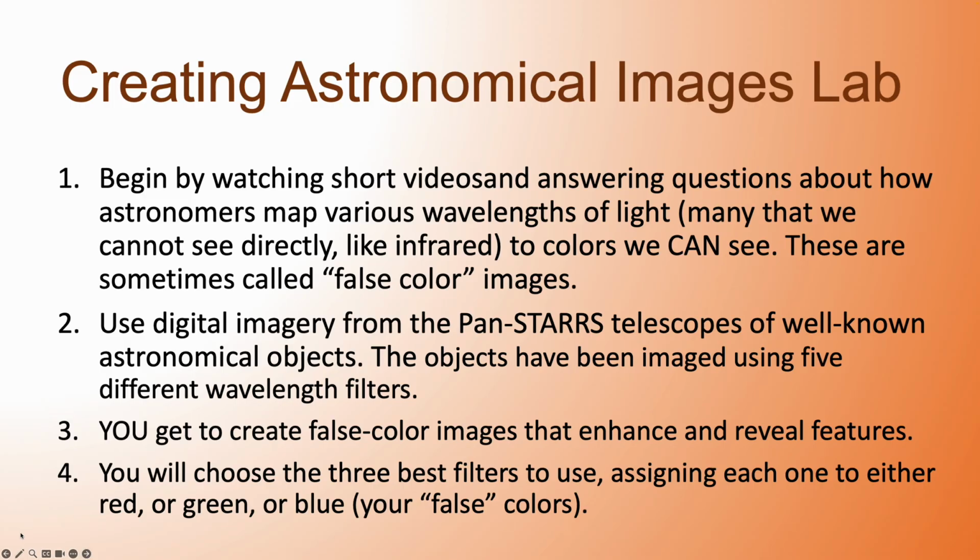Now, this is the new lab, the Astronomical Images Lab. You're basically going to spend the first half of the lab watching some short videos to get an understanding about how astronomers take light that comes from faraway objects that's outside of the spectrum of light we can see, like the rainbow. So things like radio waves, X-rays, infrared, ultraviolet. We can't see those, but we have instruments that can. And so they can tell how bright things are in those wavelengths.